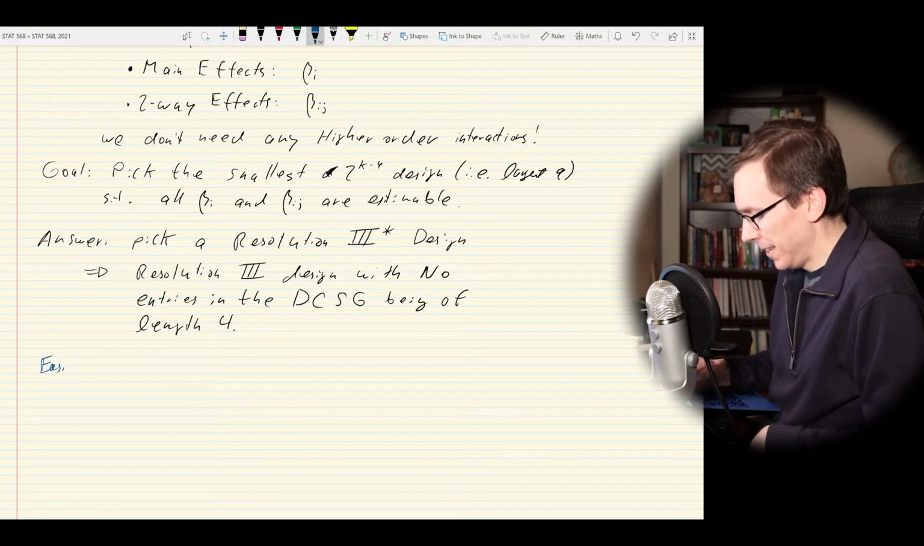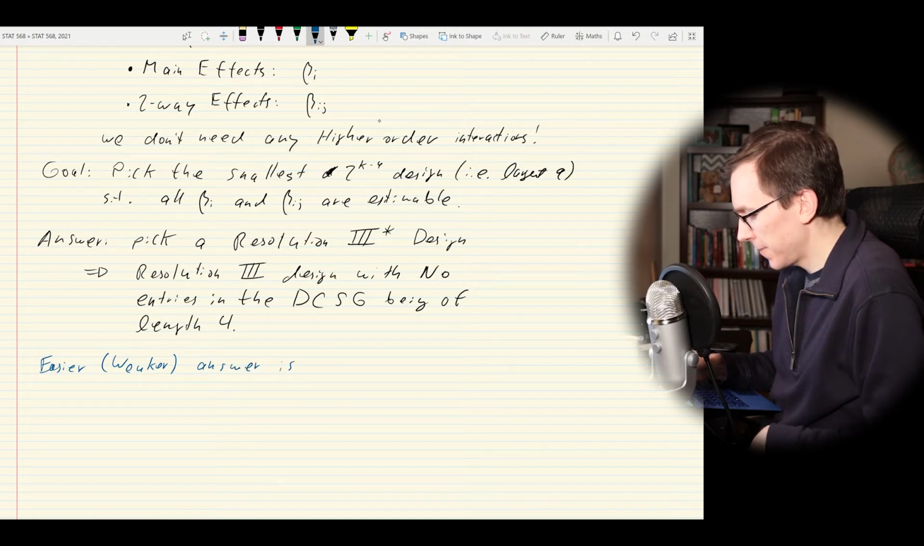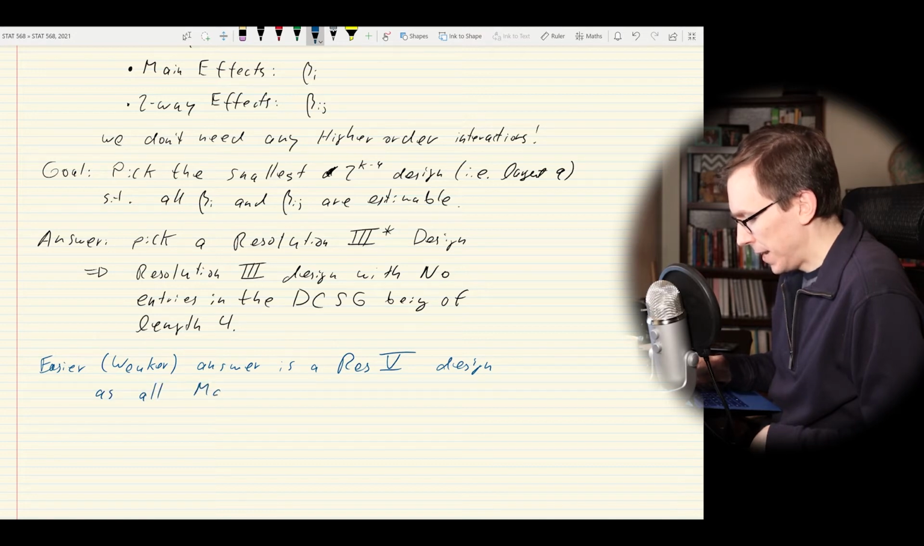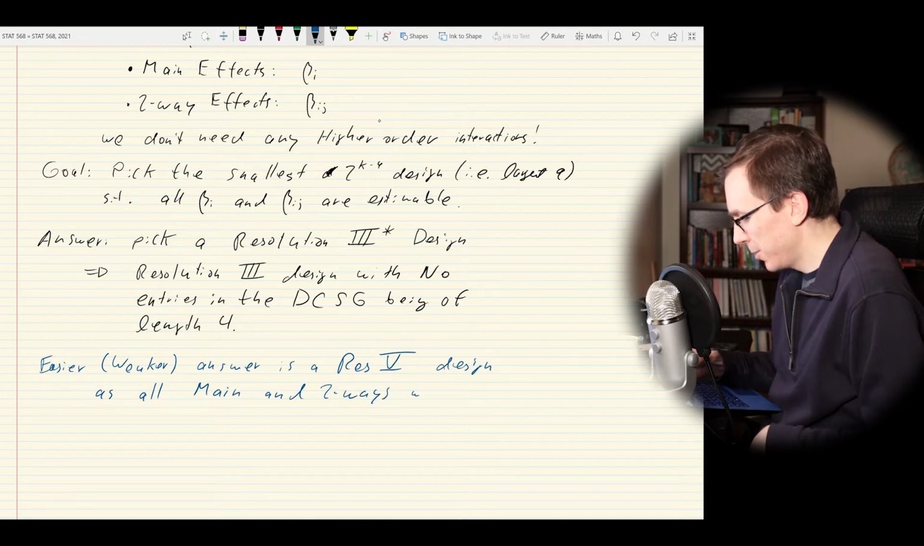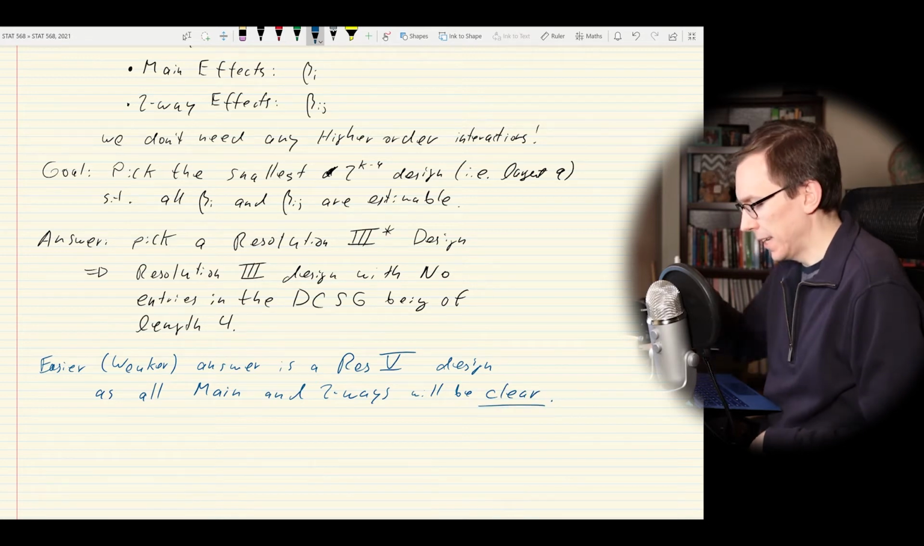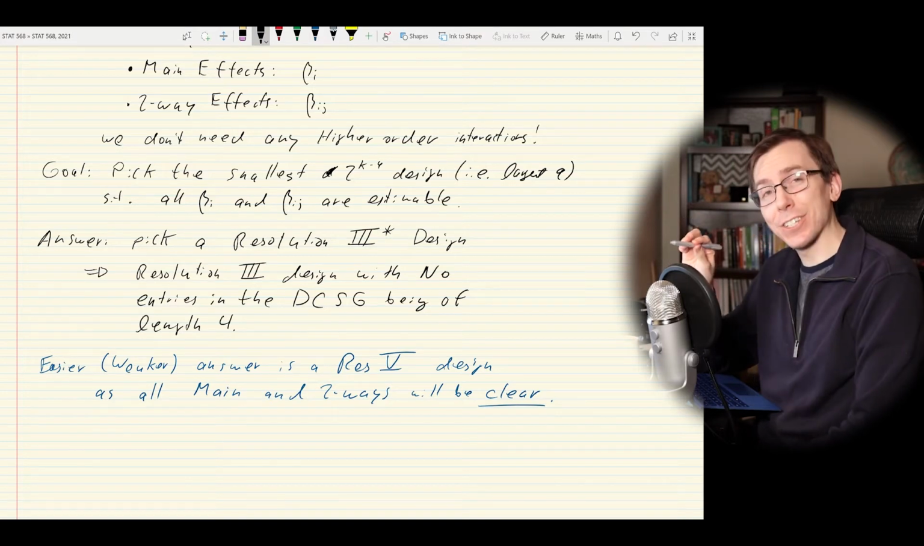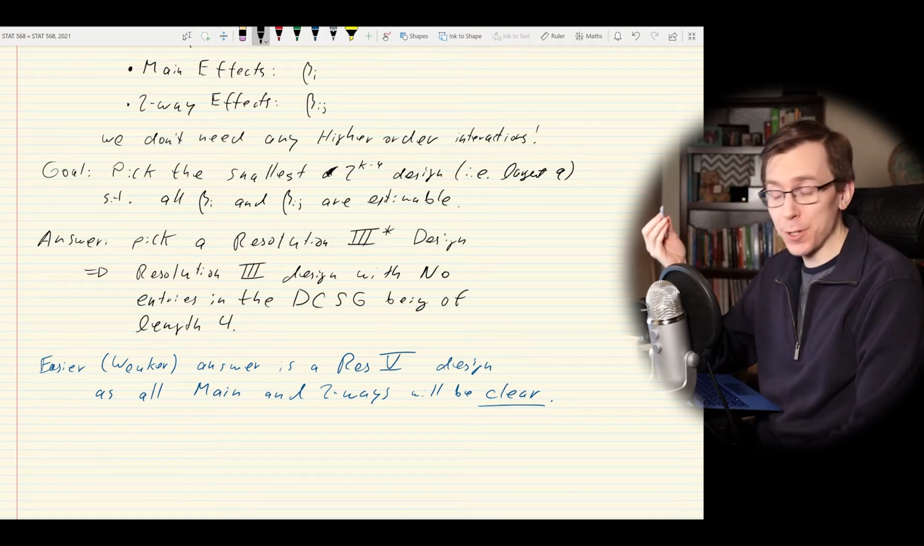The easier, weaker answer is a resolution 5 design, as all main and two-ways will be clear. In the case of main effects, they'll be strongly clear. But the resolution 5 design is actually overkill. It's including too many data points.